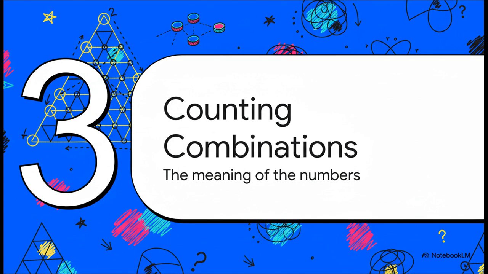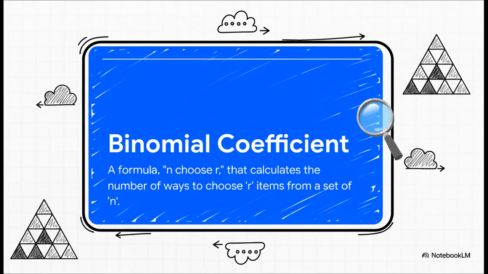It's called combinatorics. See, every number in Pascal's triangle has a special name. It's a binomial coefficient. Now that sounds fancy, but it's often written as n choose r. And it does, well, exactly what it sounds like.